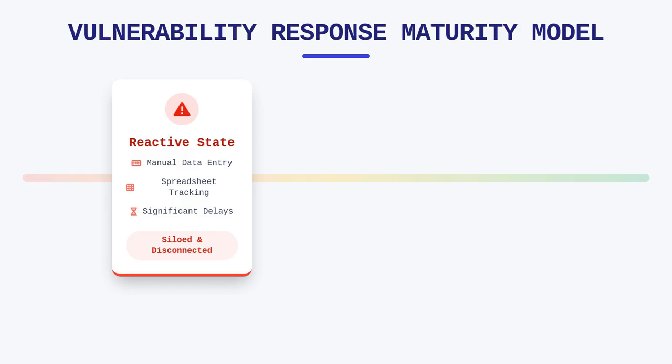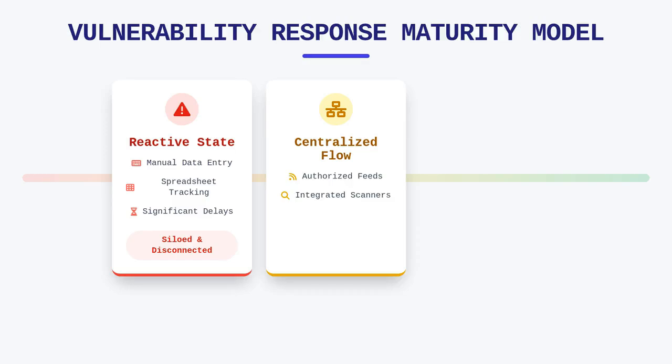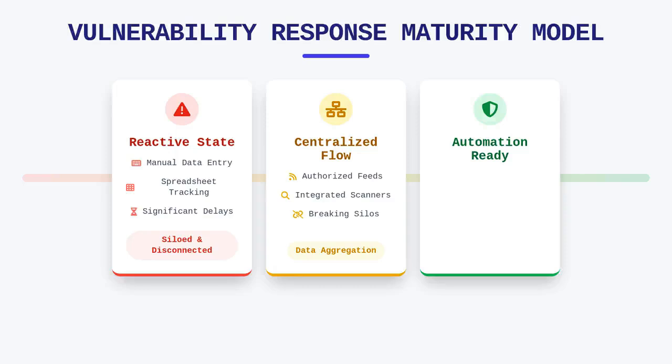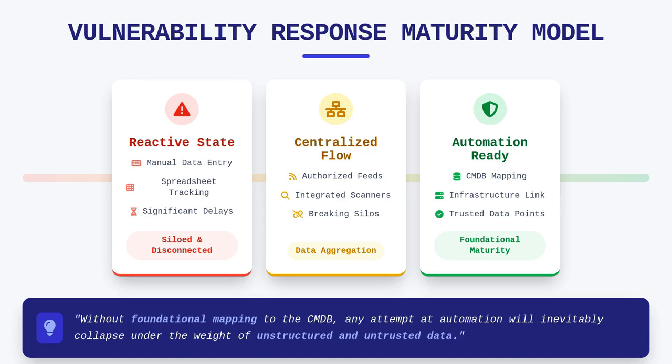identifying critical exposures. As we move up the tiers, the focus shifts towards centralizing vulnerability data through authorized feeds and scanners, which starts to break down silos. The primary goal during this phase is to ensure that every vulnerability is accounted for within the Configuration Management Database, or CMDB, linking security data to tangible infrastructure. Without this foundational mapping, any attempt at automation will inevitably collapse under the weight of unstructured and untrusted data points.